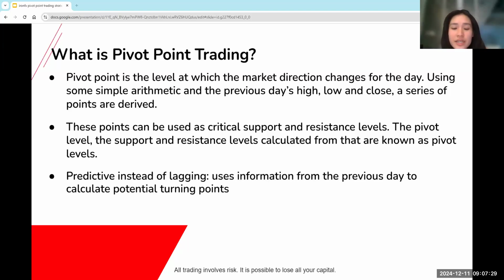This indicator, the pivot point indicator, is typically predictive instead of lagging, since it uses information from the previous day to calculate potential turning points.